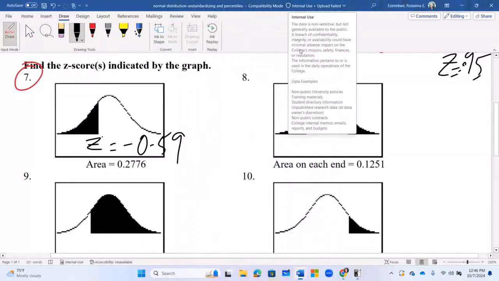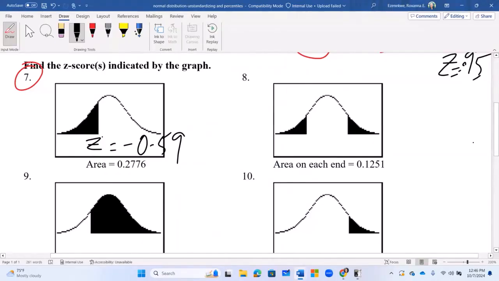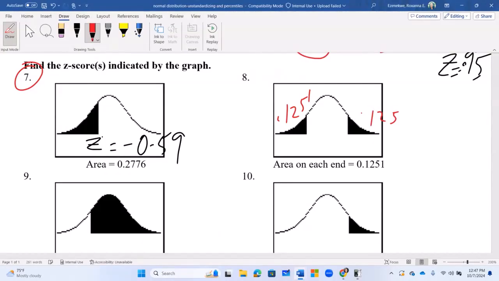All right. So let's go to number 8. Number 8 is we have two tails. Whenever there are areas on each end, so area on each end is 0.1251. So this area is 0.1251, and this is 0.1251. Area cannot be negative, but the z-score here will be negative because 12.51 is less than 50.